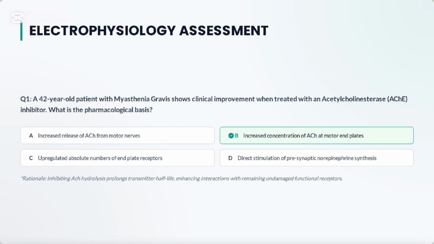A multiple choice question about a 42-year-old patient with myasthenia gravis who improves when given an acetylcholinesterase (ACE) inhibitor, identifying option B as correct with its medical rationale. Simple explanation. This is a clinical test of your knowledge. The patient gets better because the drug stops the enzyme that breaks down acetylcholine by keeping the neurotransmitter in the gap for a longer time. It gets more opportunities to bind to the few remaining healthy muscle receptors, successfully improving muscle strength.